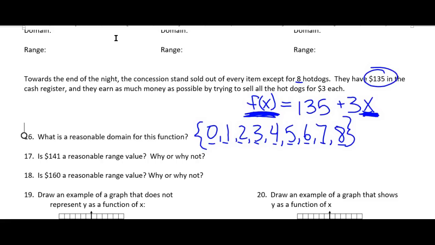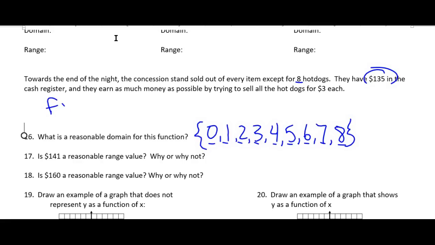So if they sell no hot dogs, f of x equals 135 plus 3x. If they sell no hot dogs, they're just going to stick with 135. If they sell one hot dog, they're going to make $3 more, which is 138. 2 hot dogs, $3 more, which is 141. So yes, 141 is a reasonable range value.